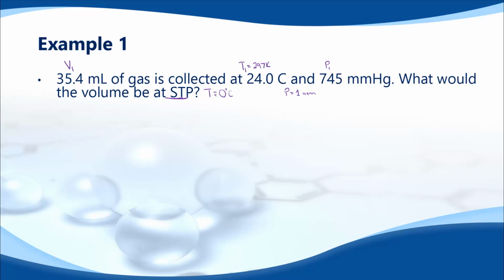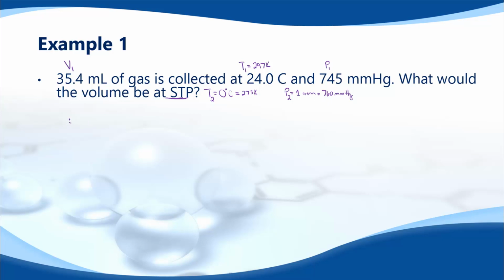All right, so what would the volume be at STP? So this is 0 degrees Celsius, or 273 Kelvin, and this is going to be our T2. And P2 is 1 atmosphere, which we said 1 ATM is 760 mmHg. So that conversion was a lot easier to do, which is why I did it this way.